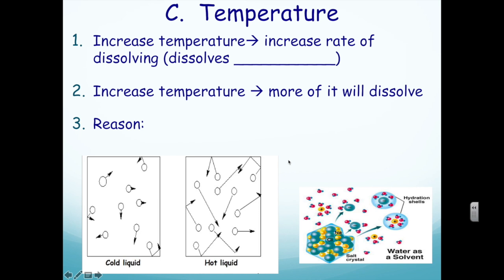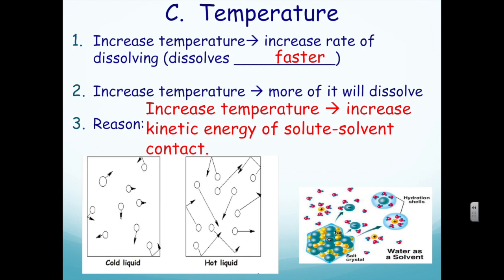Okay. And then if we increase the temperature, we will increase the rate of dissolving, so it will dissolve faster. And the reason for that is also an increase in the rate of solute to solvent contact. That's because the molecules are moving faster, so they will just, by happenstance, collide more frequently. And that's the way it will work for everything. If you want to increase the rate of a reaction or the rate of anything, you will increase the temperature.